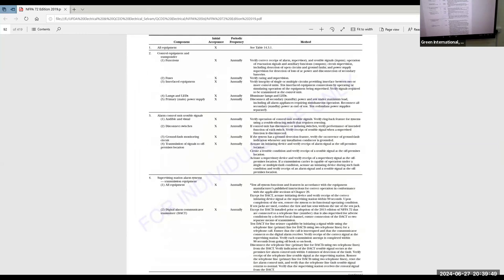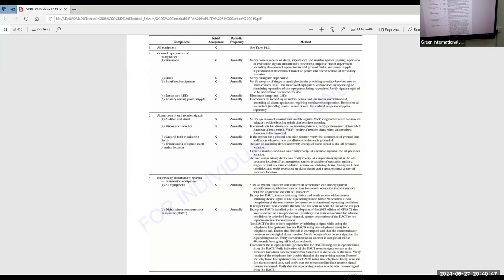It's too hard to find from the mobile. In the table, just refer to the testing, serial number 4, 4, 2, the digital alarm communicator.